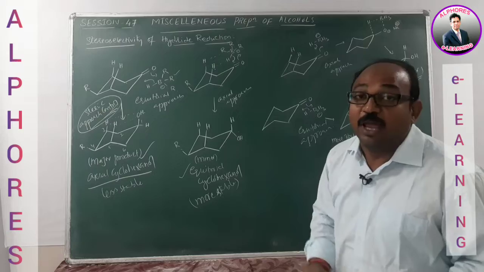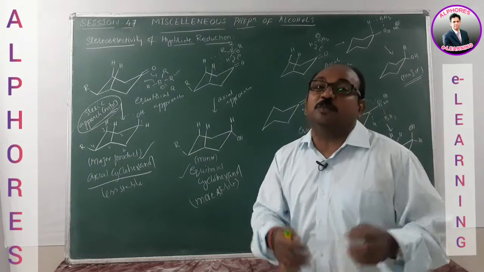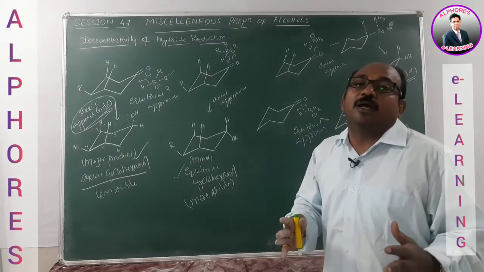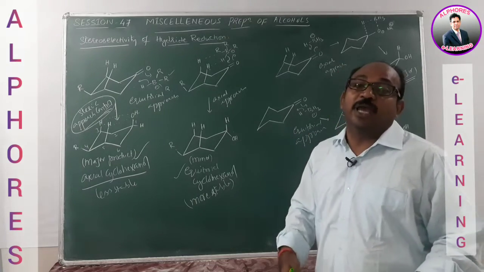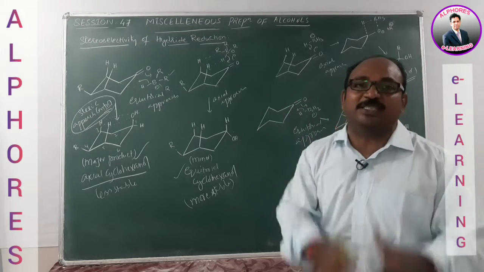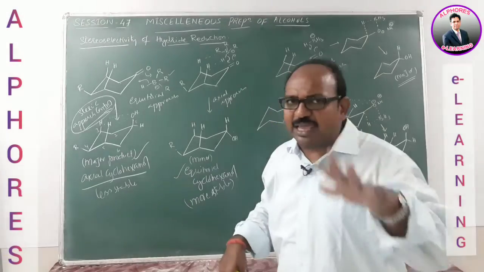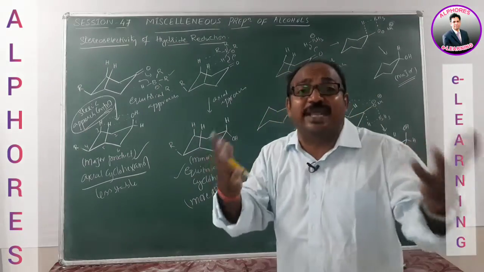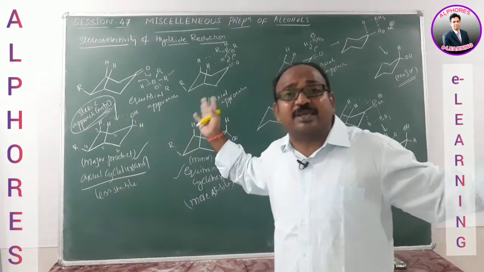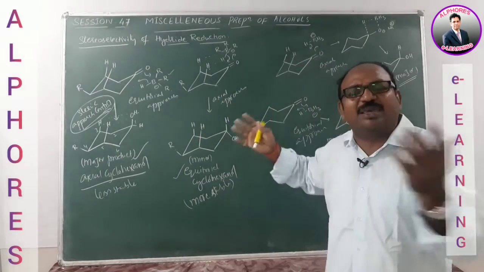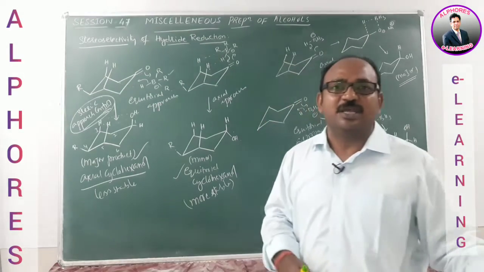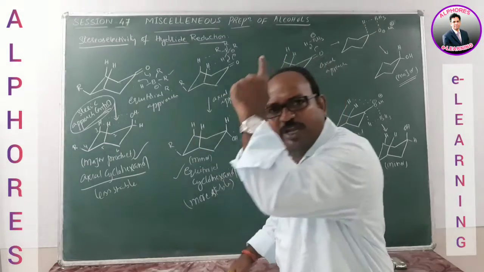I am repeating. The attacking reducing agent prefers to face the repulsion in order to produce the more stable product as the major product. In this case, the attacking reagent cannot face any repulsions because it is attached to a more sterically hindered or more bulky alkyl group. That's why it cannot face any further repulsions. That's why it prefers to approach only in equatorial.